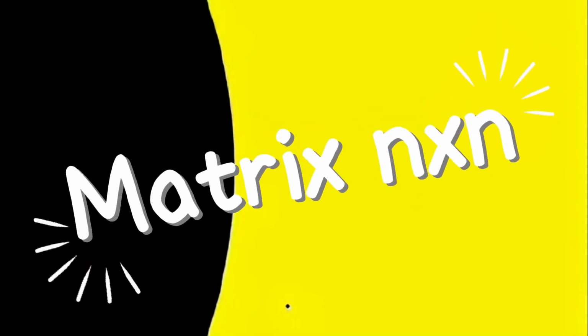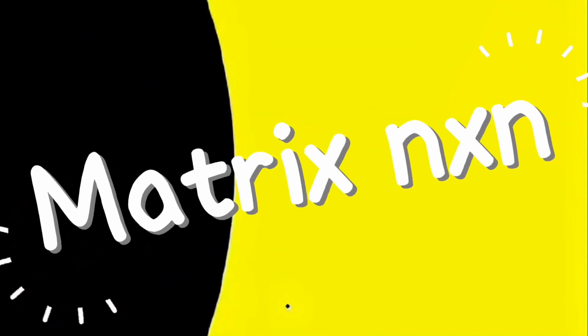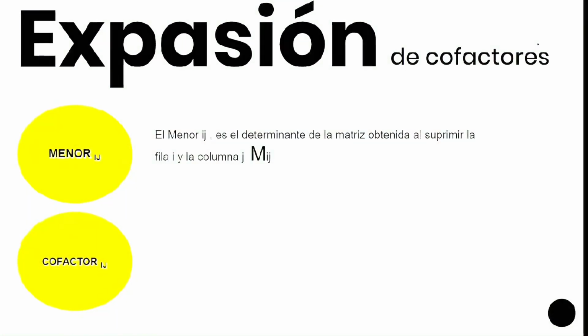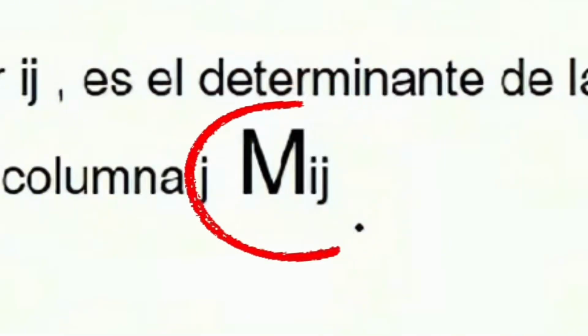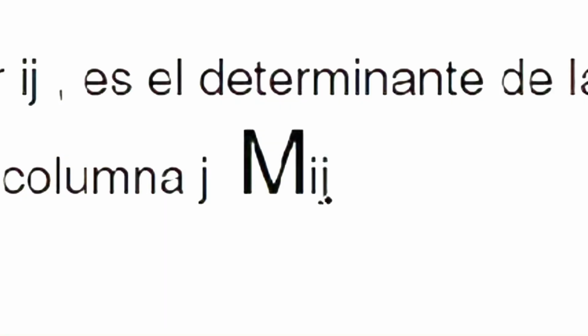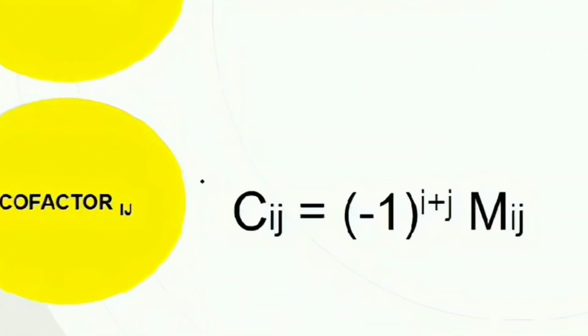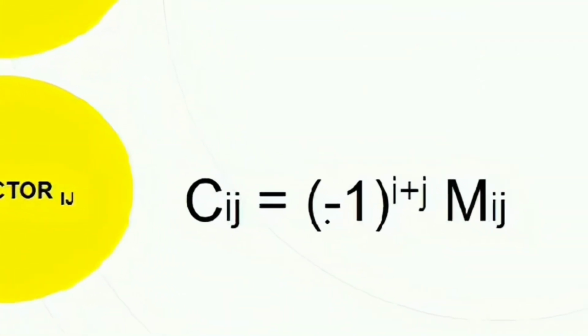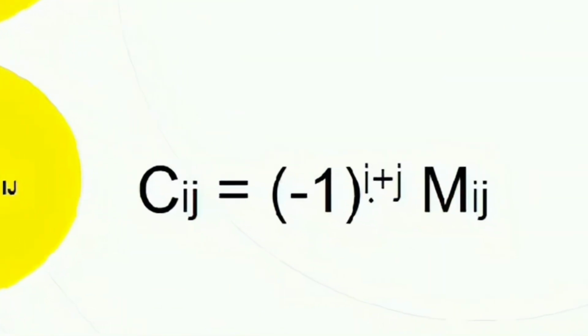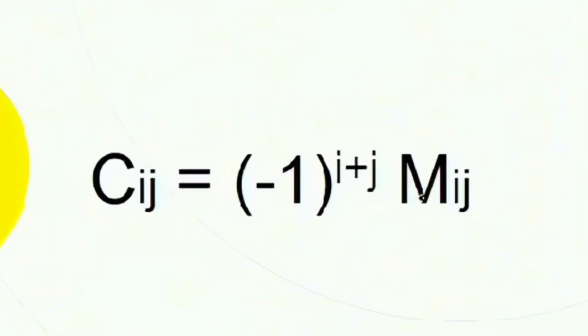Well, when we have larger matrices, 3 by 3, 4 by 4, 5 by 5, we have a general method called cofactor expansion. To work with this method, we first need to understand the concept of a minor. The minor ij is the determinant of the matrix obtained by deleting row i and column j, and it is symbolized as minor ij. Cofactor. The cofactor ij is equal to negative 1 raised to the power of i plus j times the minor ij.